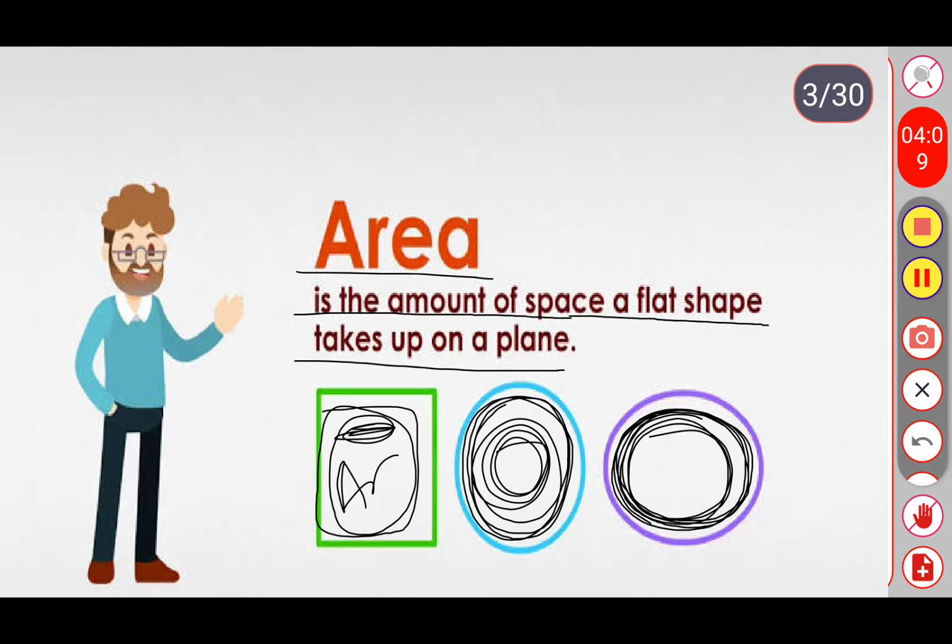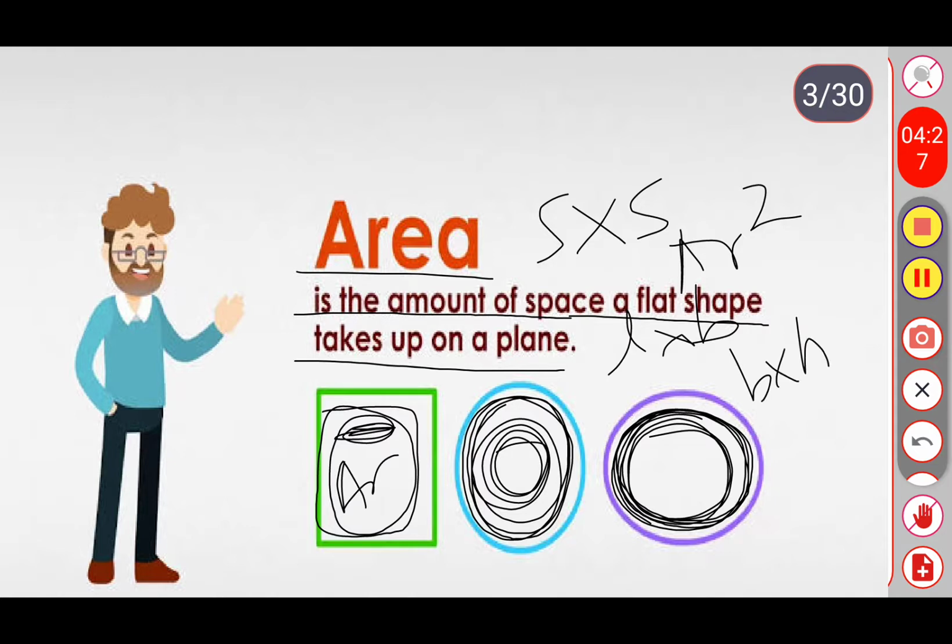For example, area of square is side into side, area of circle is pi r square, area of rectangle is length into breadth, area of parallelogram is base into height. Area of triangle is half into base into height. So these are some of the formulas we are using for particular figures. So area is nothing but the space enclosed between the boundaries of the figure.